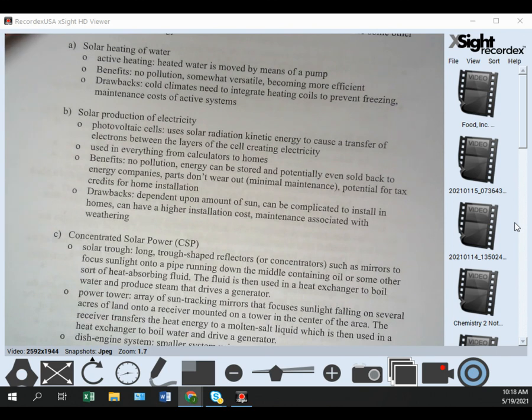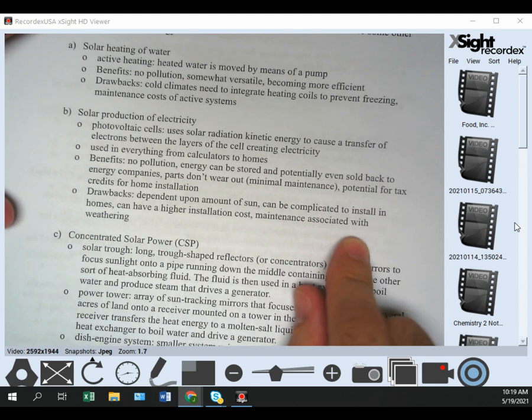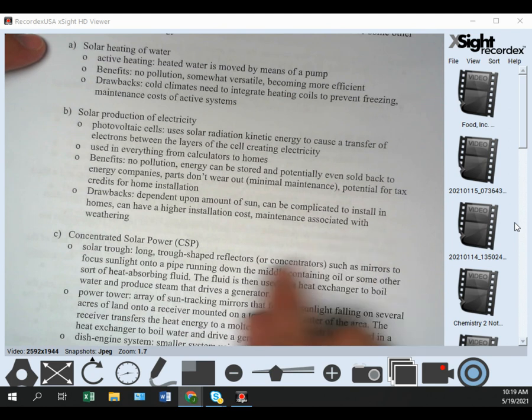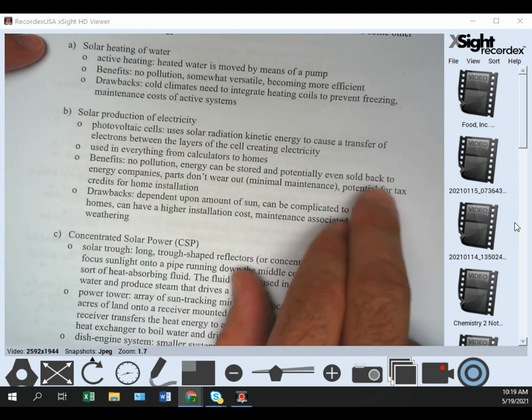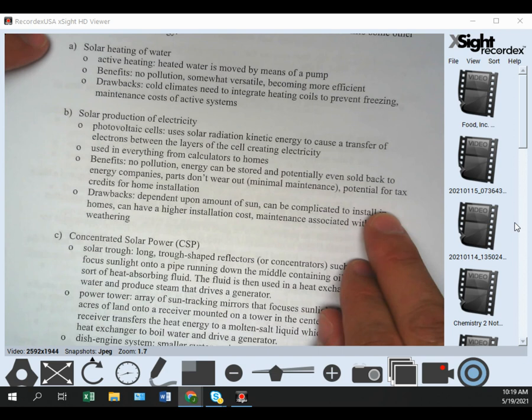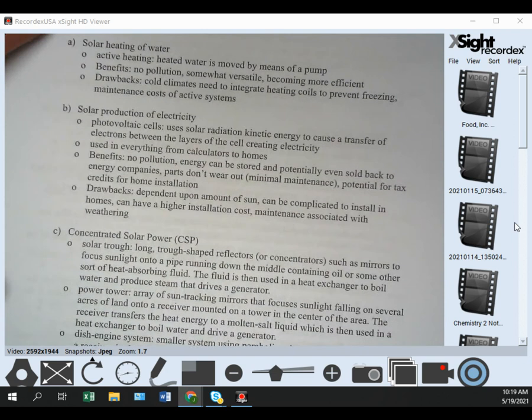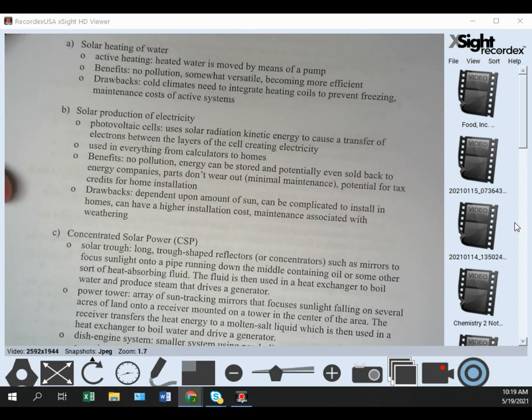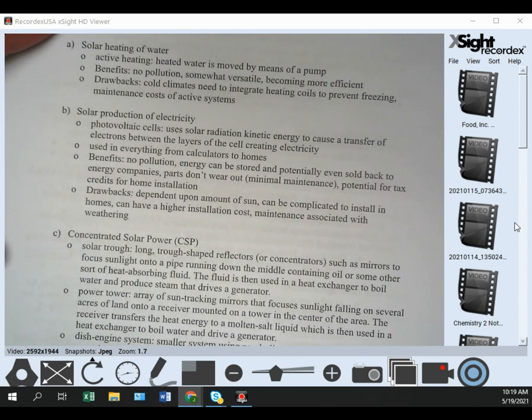But if it's outside, there is maintenance associated with photo cells outside, because they get battered by wind, rain, stuff like that. In the United States, there's a potential for tax credits for your home installation. A lot of times you can get tax credits if you install solar panels on your home. You can get money off of your home taxes.